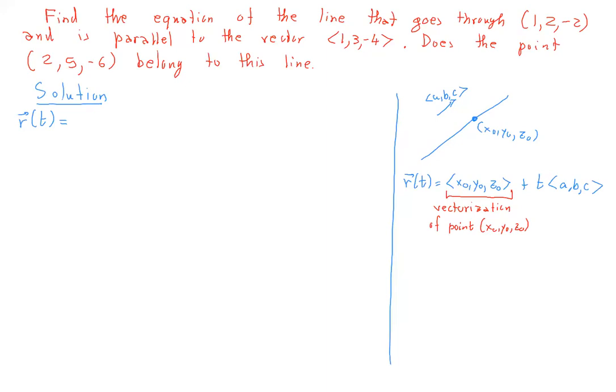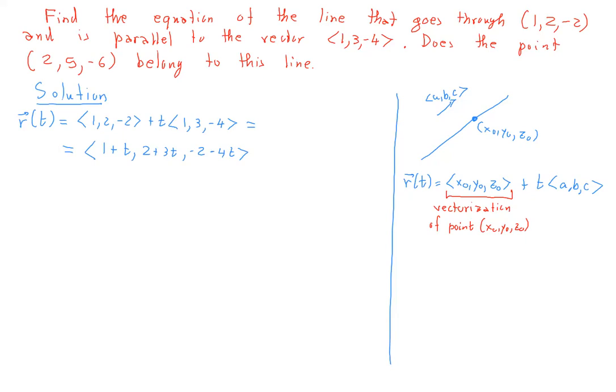So in this case, the vector valued function whose trajectory is the given line is going to be given by: we vectorize the point, so we make it into a vector (1, 2, -2), and then we add plus t times (1, 3, -4). Okay. And of course, you can always work it out a little more, and this will be (1 plus t, 2 plus 3t, -2 minus 4t). So that's the vector valued function.